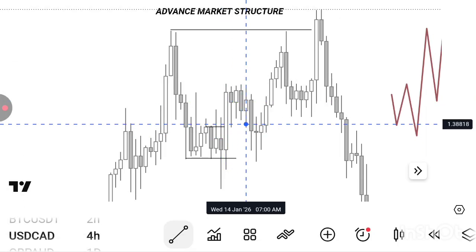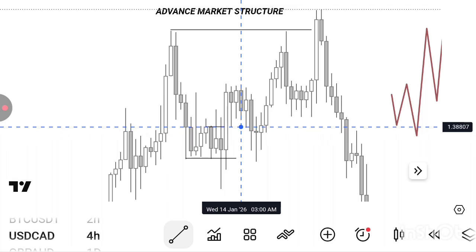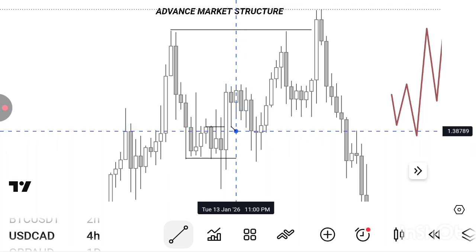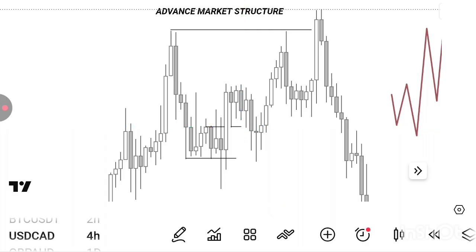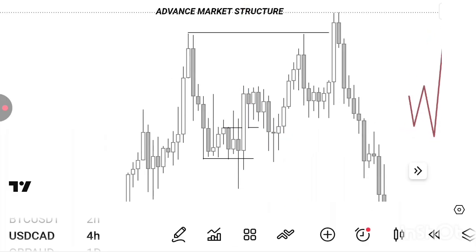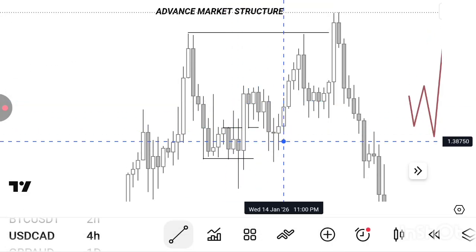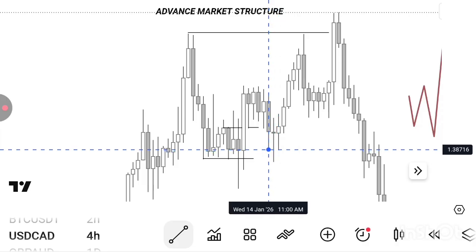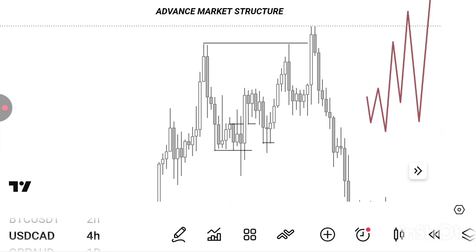Our internal liquidity. You can call this particular level the low. You can call this level the internal liquidity, because there were many liquidity here. That's internal liquidity. And also this particular level was also acting as what? An internal liquidity. Pay attention to what I'm teaching you.